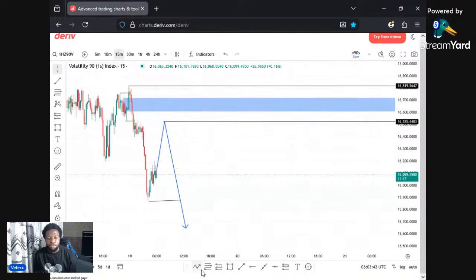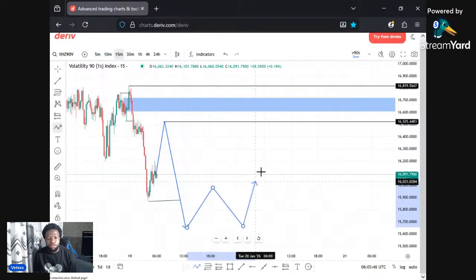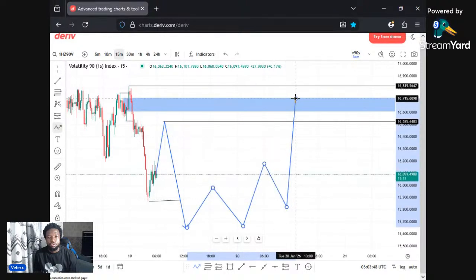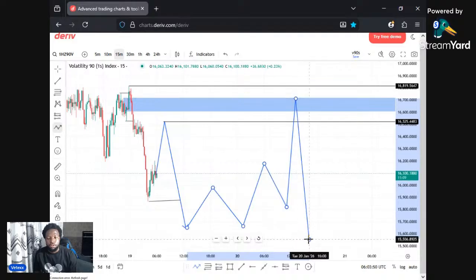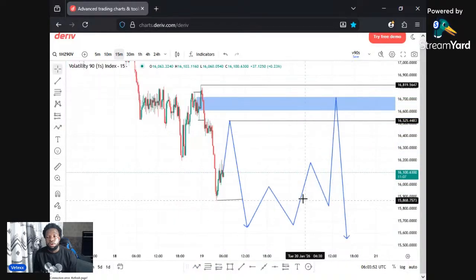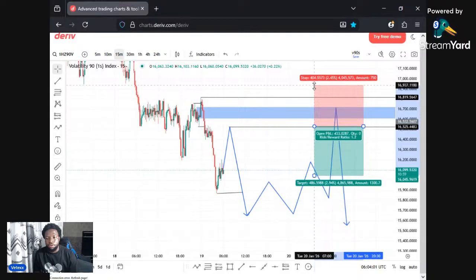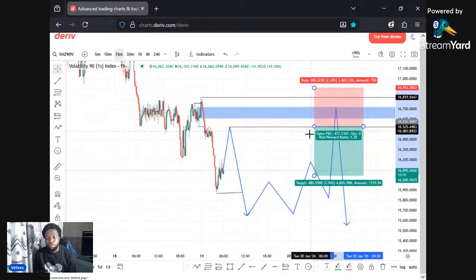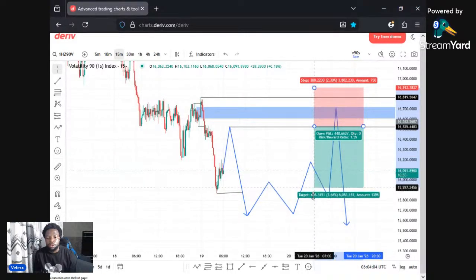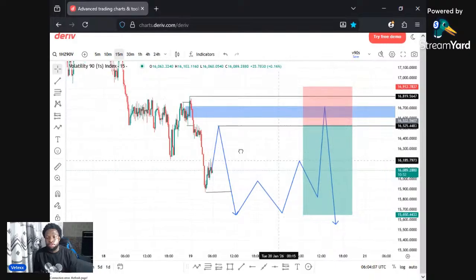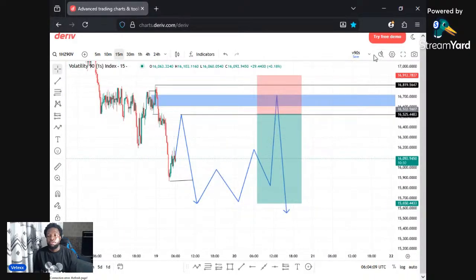Okay, we are anticipating price to do this, come into this zone, and then sell to the opposite direction. So that is what I'm anticipating it to do. If that happens, I will share it in the community. But if it doesn't, good and fine. We'll still be looking out for a better opportunity. So far so good.